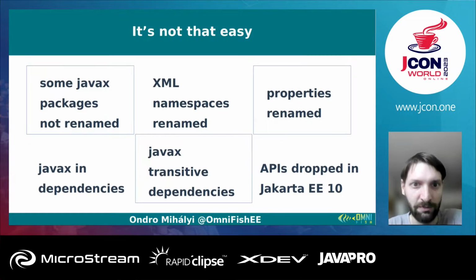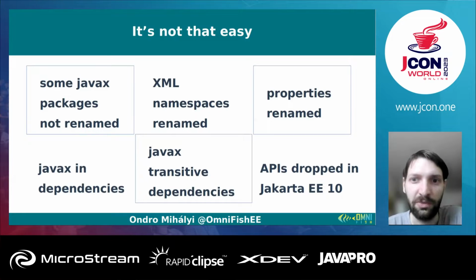There are also some XML namespaces renamed, while you can use mostly the old namespaces if you don't need the new features. They are recognized by application servers, but it's useful to also migrate to a newer namespace to be able to use the newer features in XMLs if you need. Sometimes you still need XMLs, although most of the time you go with annotations. And the tricky thing is that also property names were renamed.